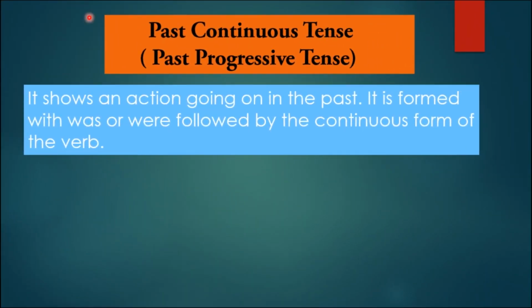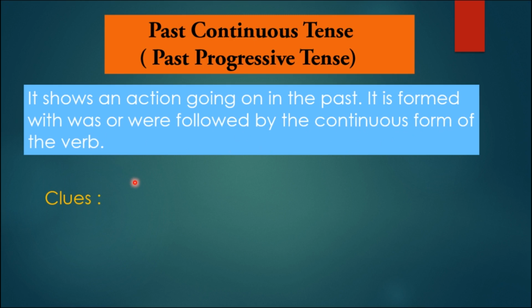Now, the second one, past continuous tense. It is also called past progressive tense. It shows an action going on in the past. Children, carefully observe. Action going on in the past means in the past time, at a particular point of time, an action going on. That's very important. It is formed with was or were followed by the continuous form of the verb.